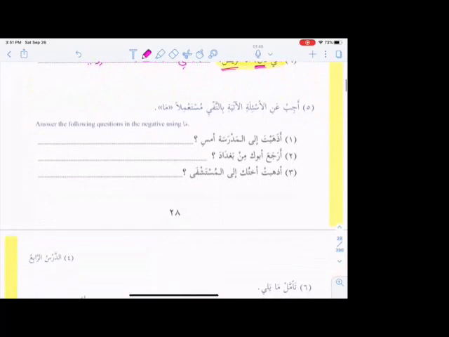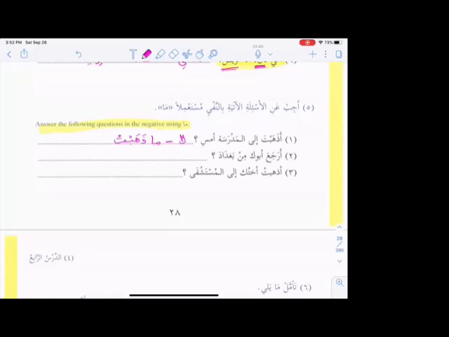Please, write it here. Azhabta ila al-madrasati amsi, you just have to answer in negation. La, you can say la. I hope I'm right. La, no. Ma zahabtu. Ma zahabtu. Ma zahabtu. Inshallah. La, ma zahabtu. Say, inshallah.